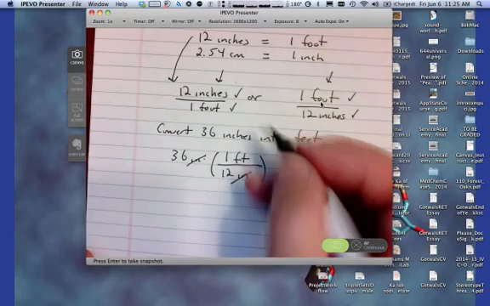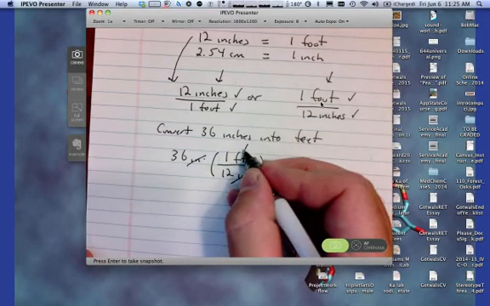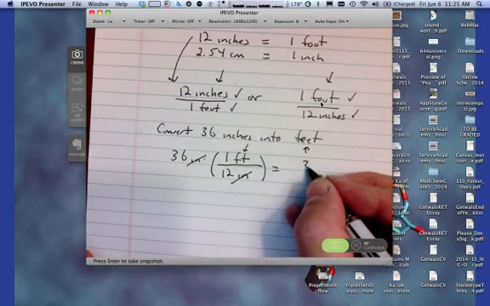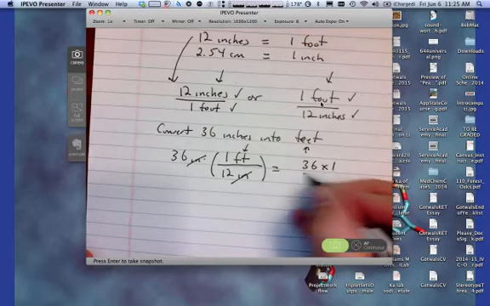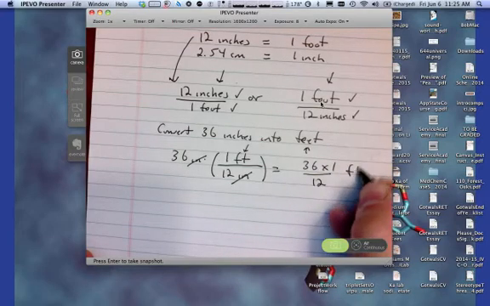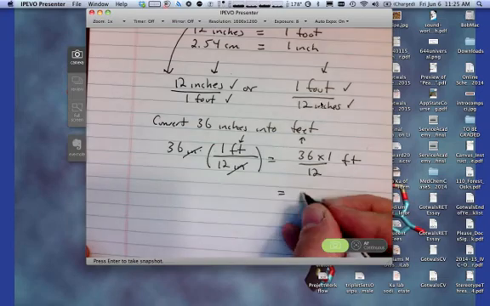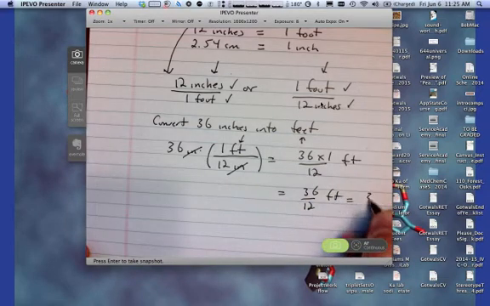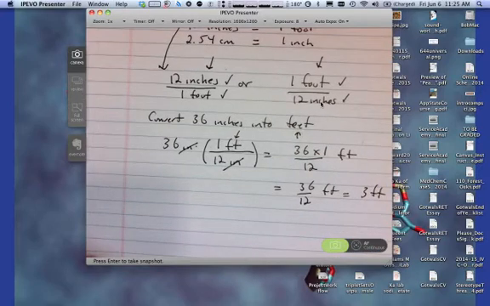So because I have feet, that's my target here. I now know I'm done. So now I just do the math, 36 times 1 over 12. Take the unit out there, do the math there, 36 divided by 12 feet, and that's going to give me 3 feet. Okay, pretty straightforward.